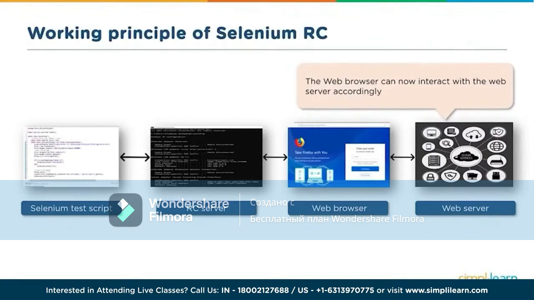Now, if you see this complete cycle, starting from your command in your test script, talking to the RC server, then the RC server talks to the web browser, it injects the JavaScript here, runs your command, takes back the results, sends it to the RC server, and then back to the test script. This whole cycle gets repeated for every command which is written in your test script. And this is how your test case gets executed.